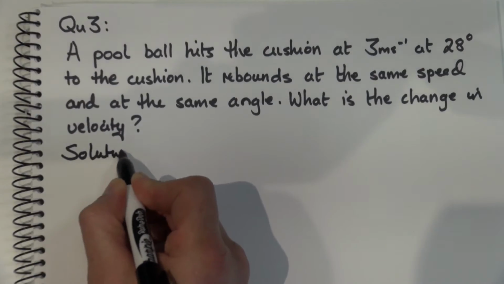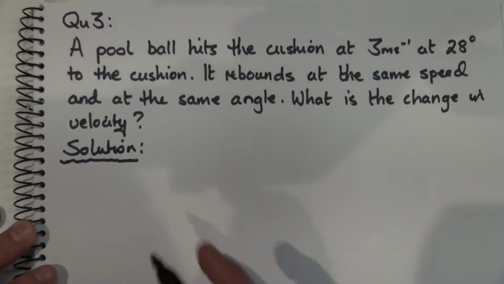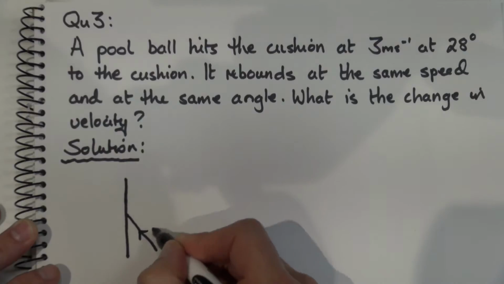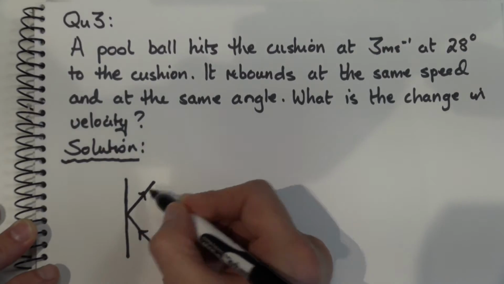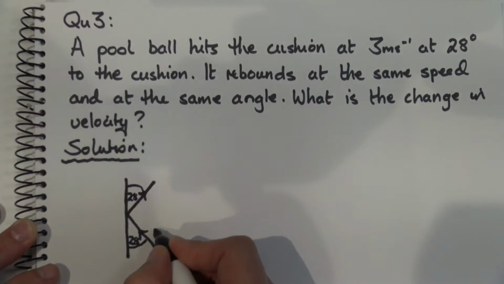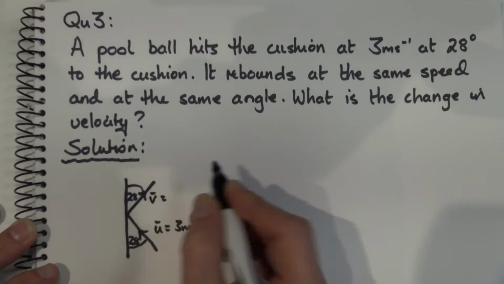Now the first thing that we've got to do, and I always find useful, is to make sure you write down exactly what's happening. So here's our cushion, here's my initial speed coming in, and my final velocity leaving. So we know it's 28 degrees at both sides. We know that u is going to be 3 meters per second and v is going to be 3 meters per second.